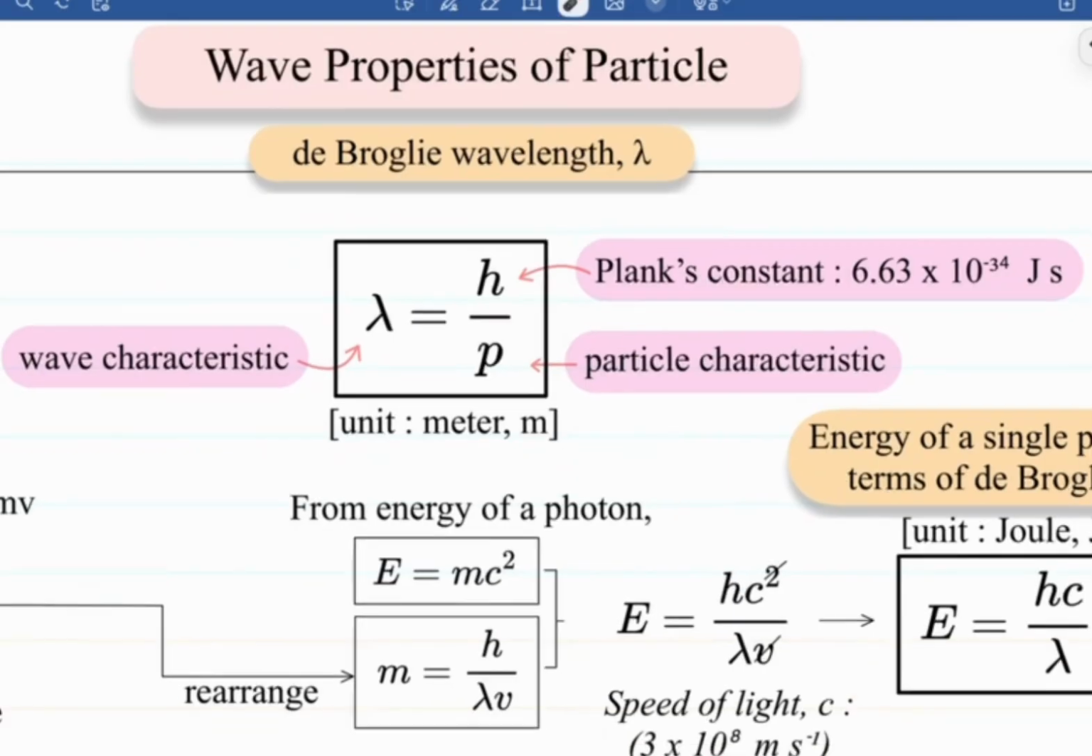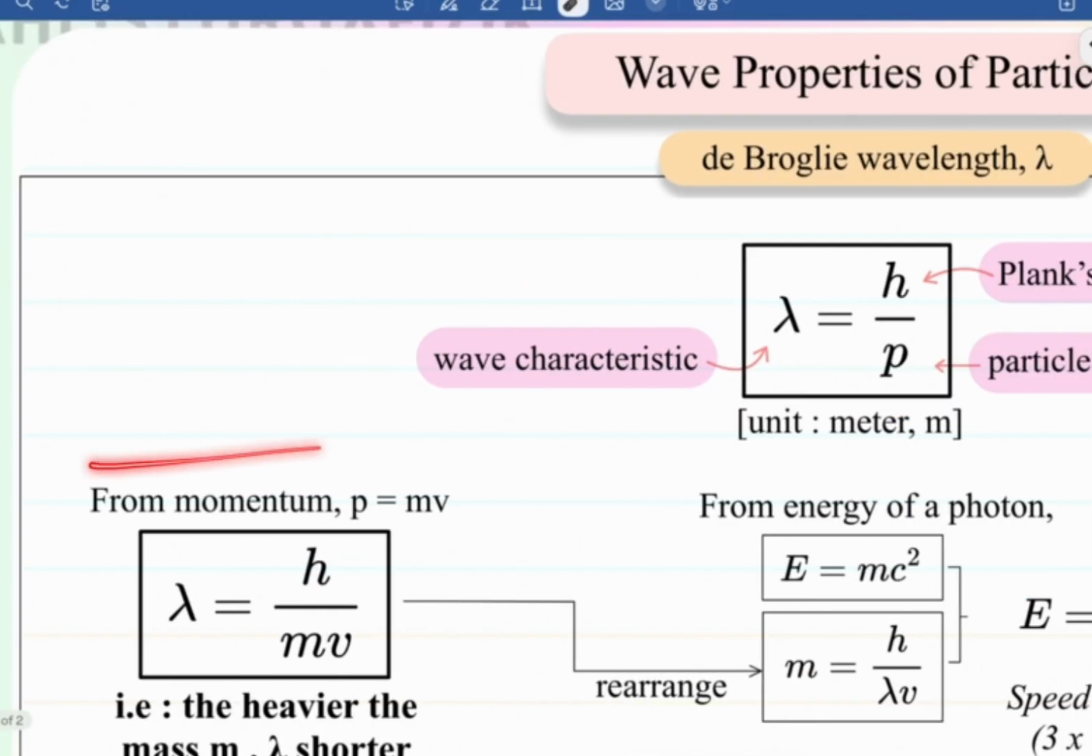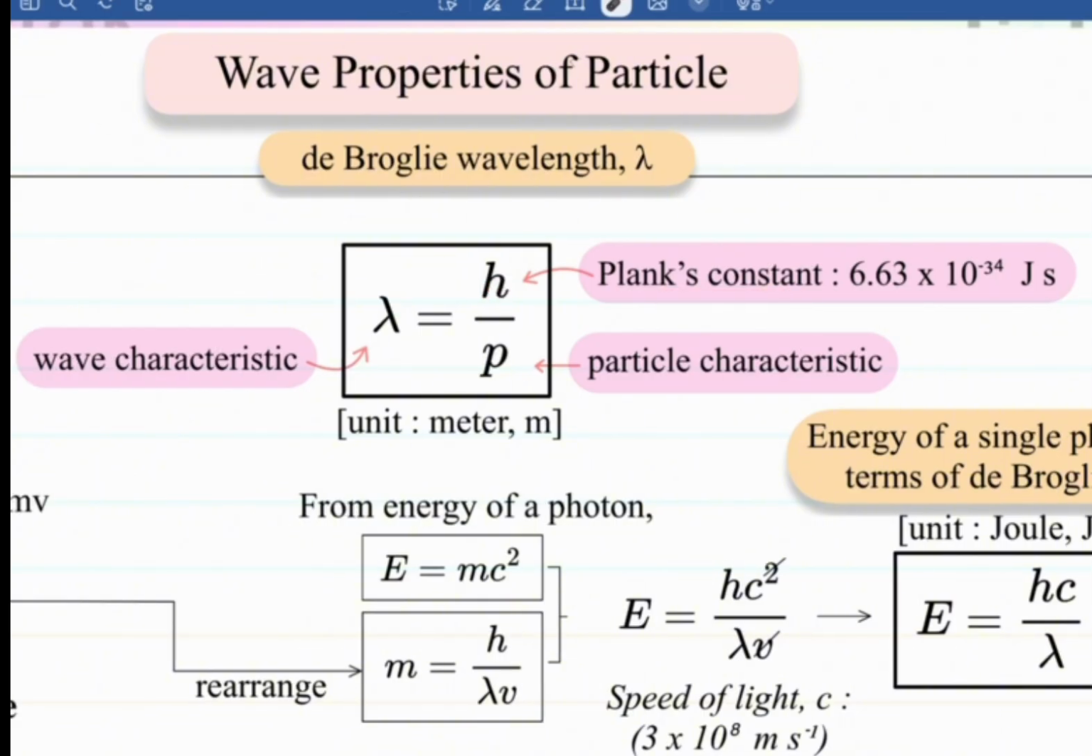In this video, we're going to learn about wave properties of particles. We're going to start with the de Broglie wavelength, lambda. So the equation is lambda equals h over p, where p is momentum, p equals mv, h is Planck's constant, 6.63 times 10 to the power of negative 34 joule second, and lambda is a wave characteristic of any particle. The unit for lambda is meter.